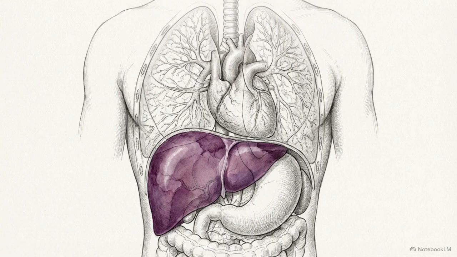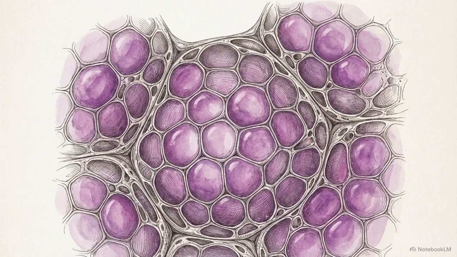Xenon's chemical properties can also highlight incidental pathology. Because it is highly fat-soluble, delayed washout over the right upper quadrant indicates hepatic steatosis, as the fat in the liver stubbornly retains the tracer.